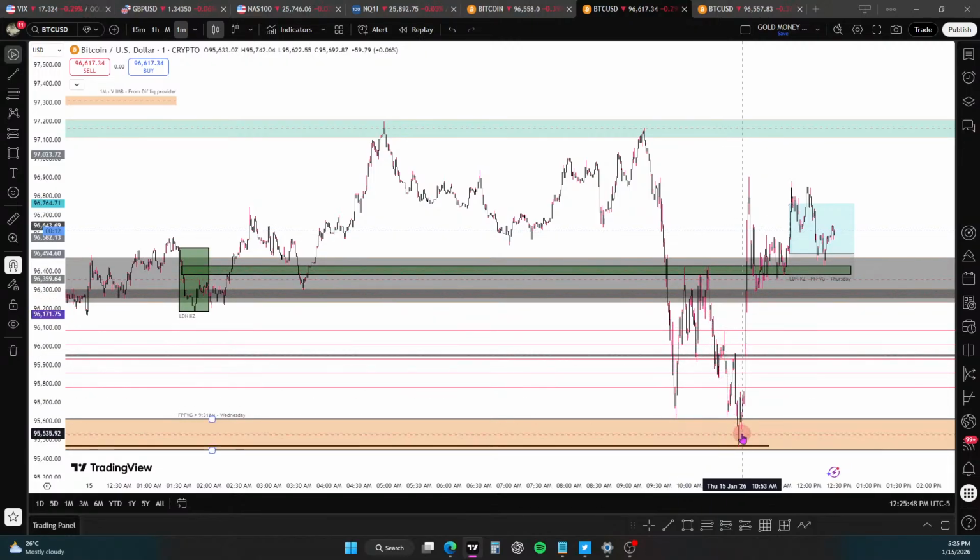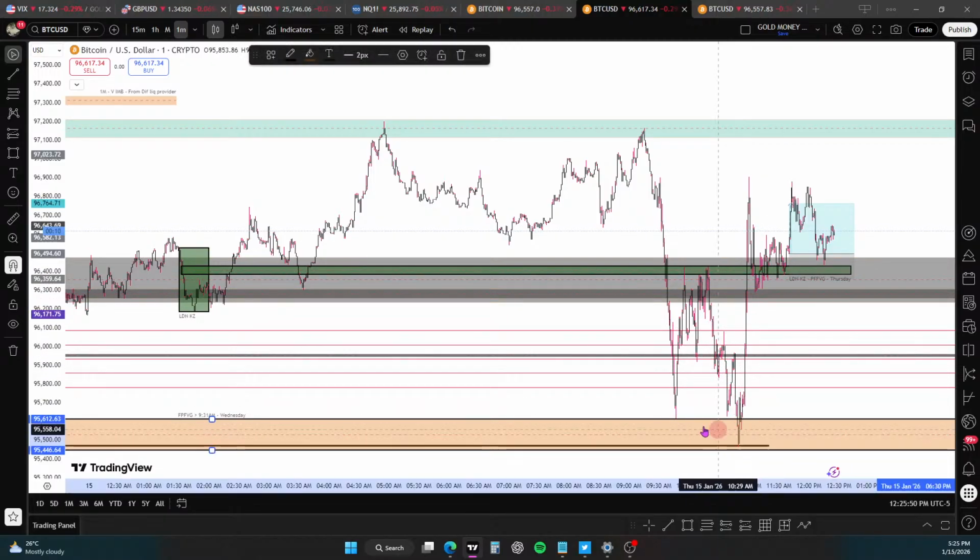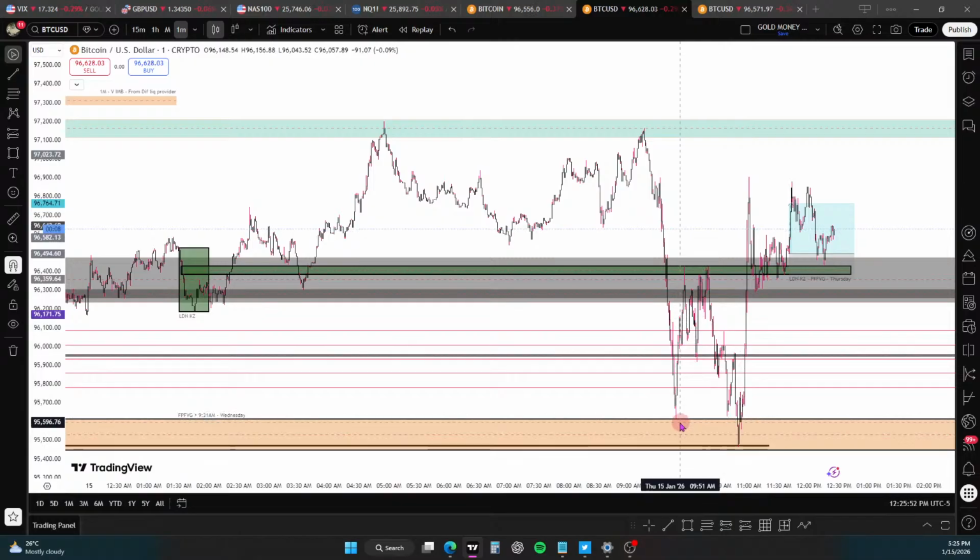So then we see that we even can target this consequent encroachment here and taking the liquidity below that, which is mad, because look at how many entries it gives you from just these predefined areas alone.